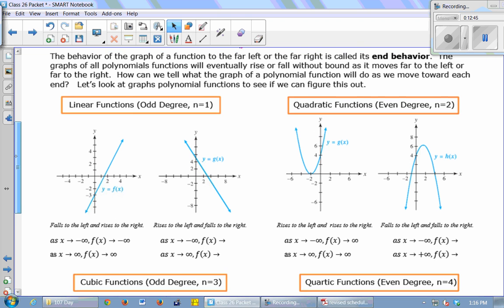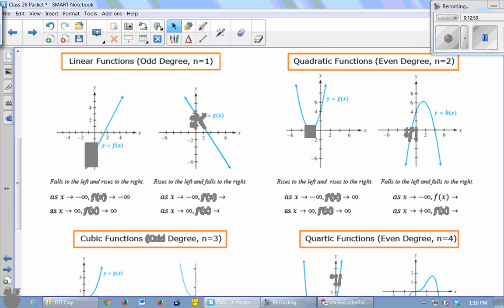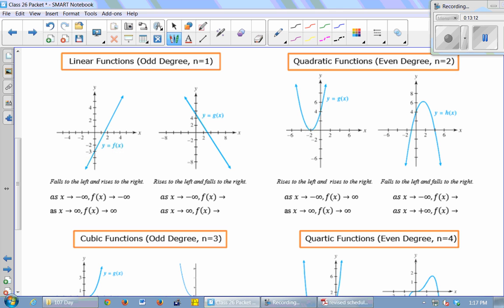So let's look at a few polynomial functions and see if we can figure this out. So we have linear functions, right? That means the degree is 1. And we have rising to the right, falling to the left, or rising to the left, falling to the right, right? So I just wrote down what the description of this is. This says as x goes to negative infinity, so as my x's go to the left, the y values go down. So I have negative infinity, negative infinity. And this sentence underneath it says that as x moves to the right, my y values go up. So positive infinity, positive infinity.